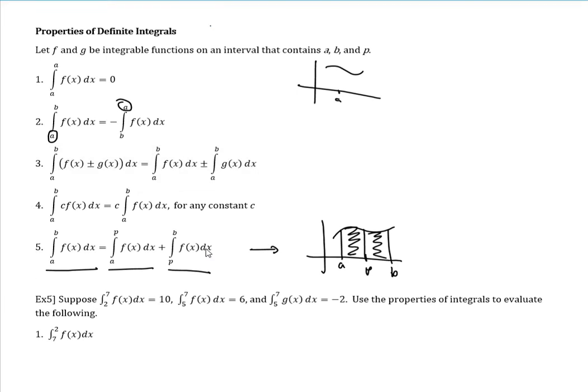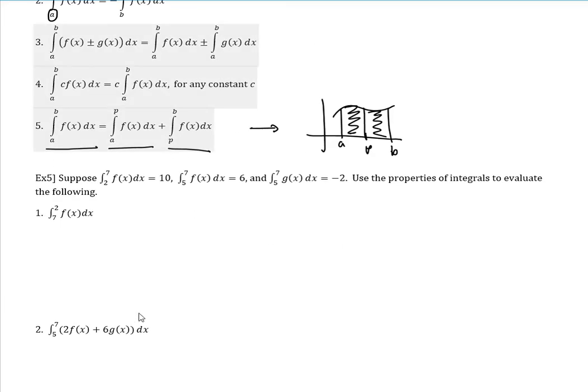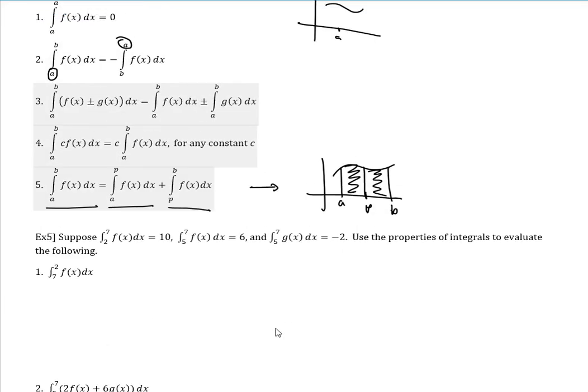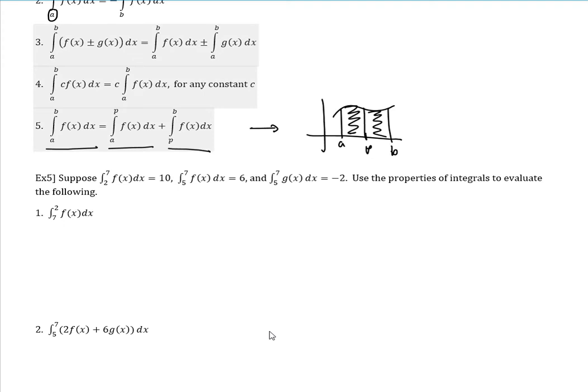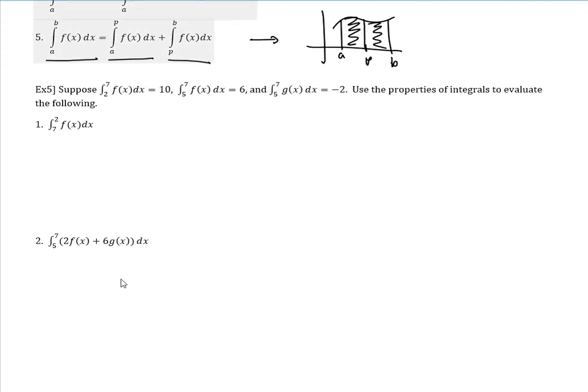Anyway, so that's some properties. What's good about these properties is they're pretty straightforward, and they're often pretty easy to work with. Okay, so let's do this question here. Suppose we have these 3 integrals where they give us the answers. The first one equals 10, the second one equals 6, the third one equals -2. We're going to use the properties to evaluate the following.